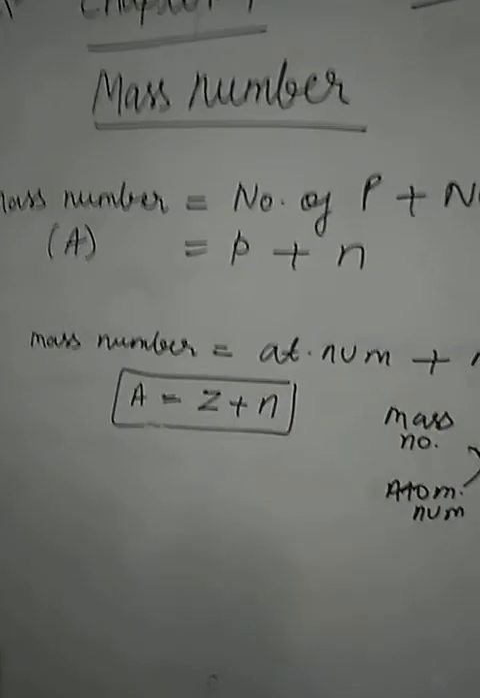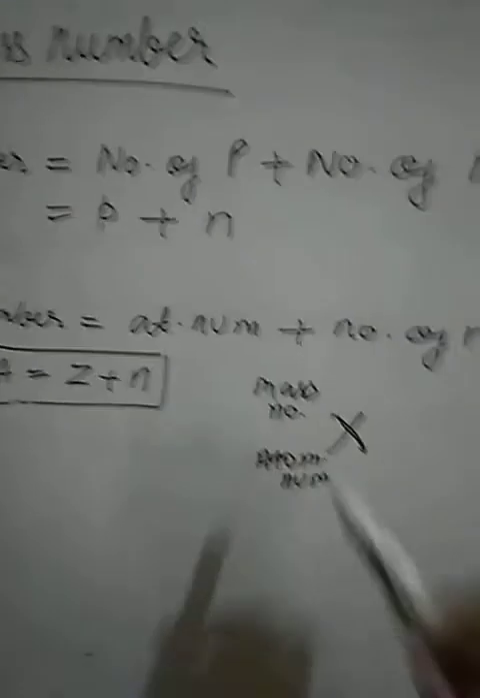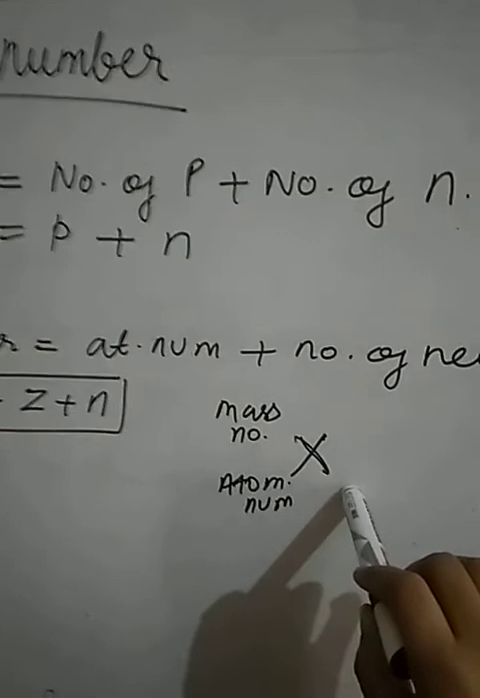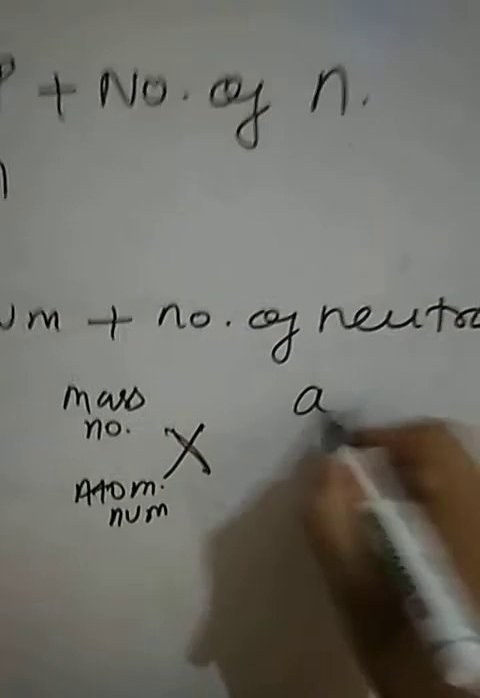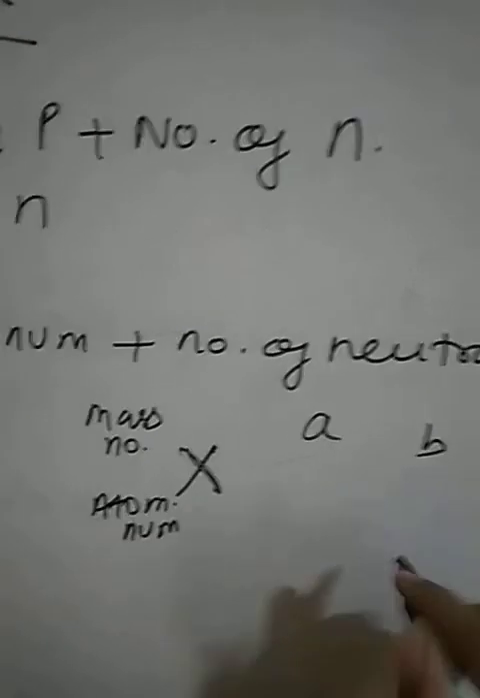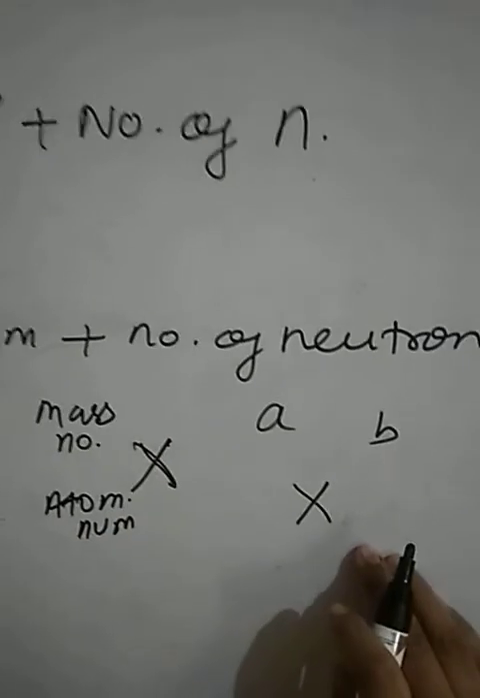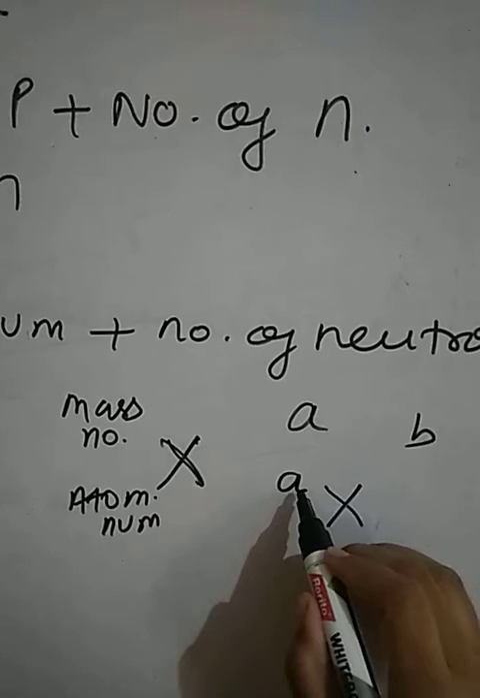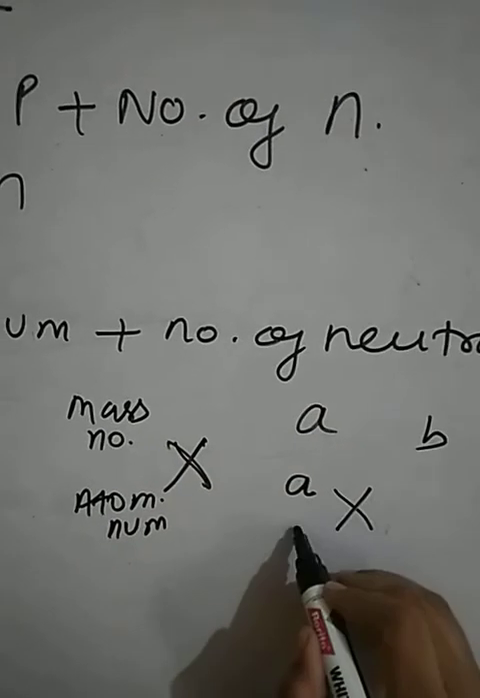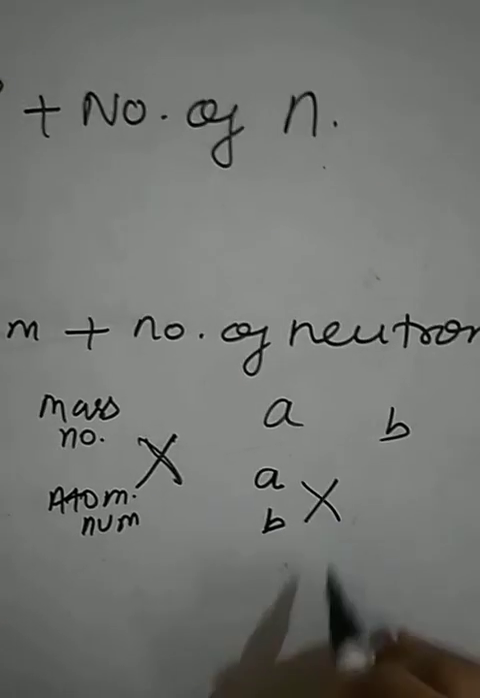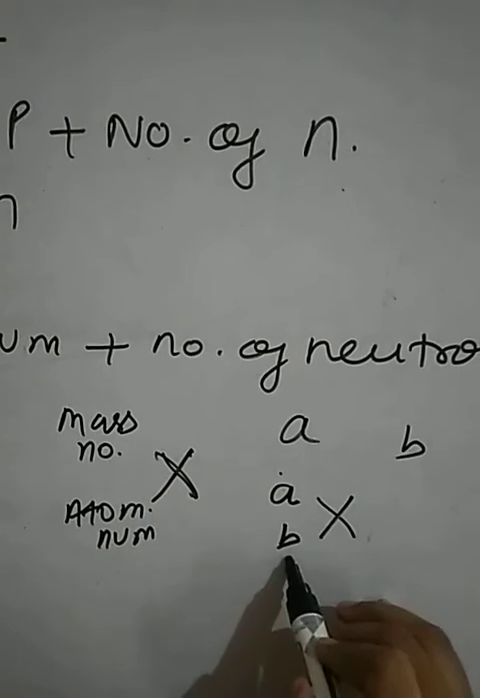Now the question is, how can you represent the mass number and the atomic number of an element? Suppose an element X whose mass number is a, and its atomic number is b. So how can you represent the atomic number and atomic mass of that element X? The mass number is written on the left side at the top, and the atomic number is written on the bottom left-hand side. So this is the mass number and this is the atomic number of the element X.